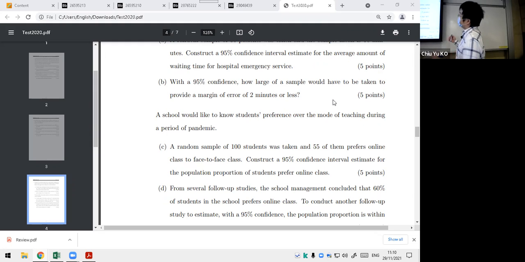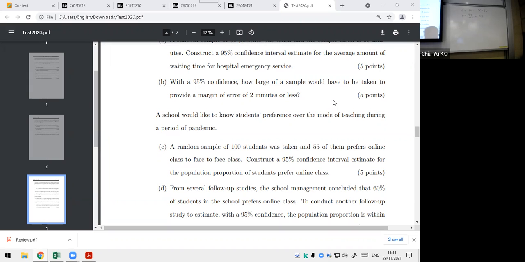So how many samples do you have? N is 100, okay? And how many of them prefer online, right? X is 55, okay? So P is 55 over 100. That is the sample proportion, right? Or 0.55. Okay.